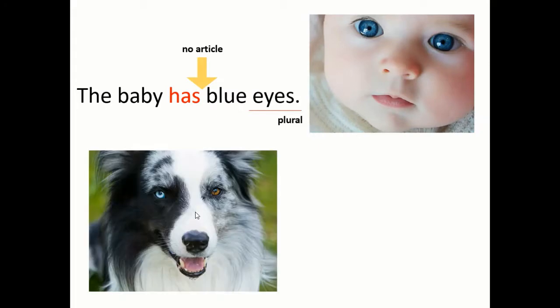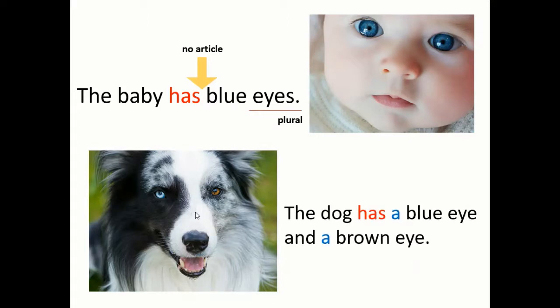As opposed to this dog. What can we say about this dog's eyes? The dog has a blue eye and a brown eye, both singular nouns.